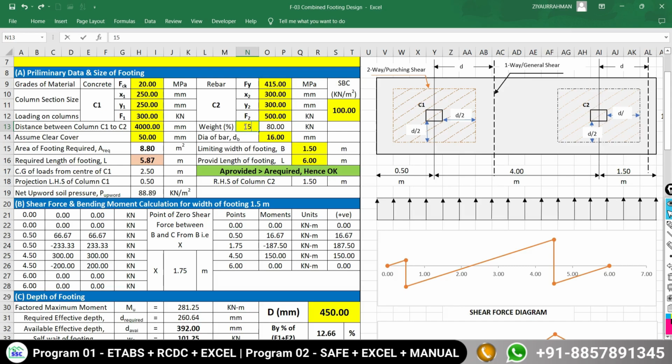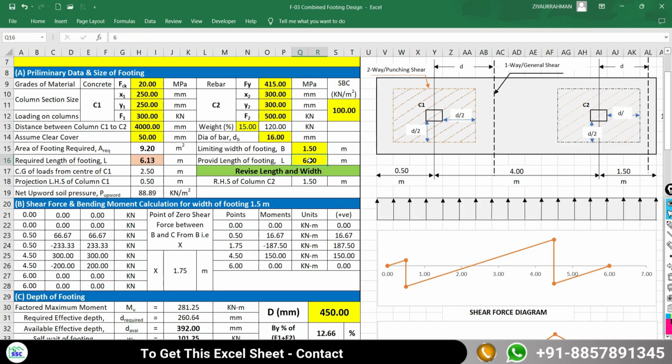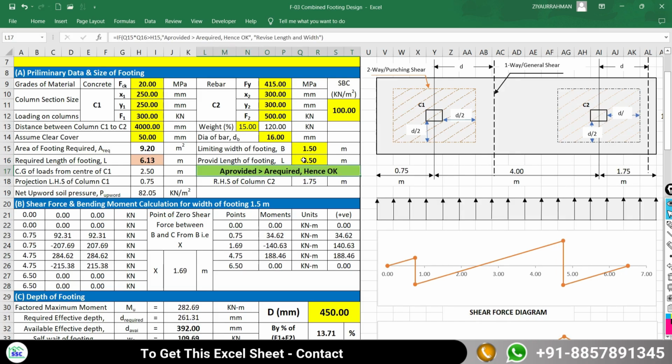So when you consider the 15%, the length requirement is going to increase. It is going to become 6.13. So I am going to provide 6.5 for the length of the combined foundation. In respect of that, all the dimensions and values are going to change.